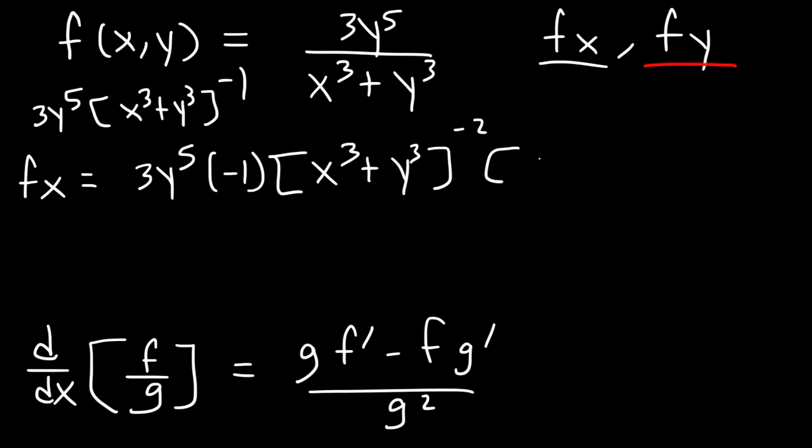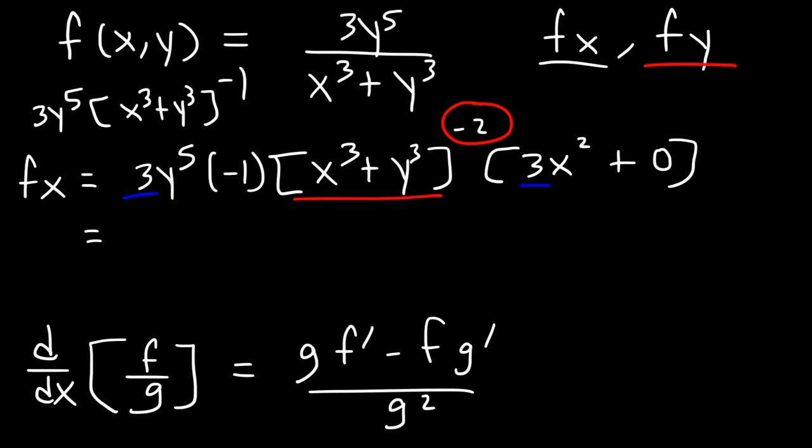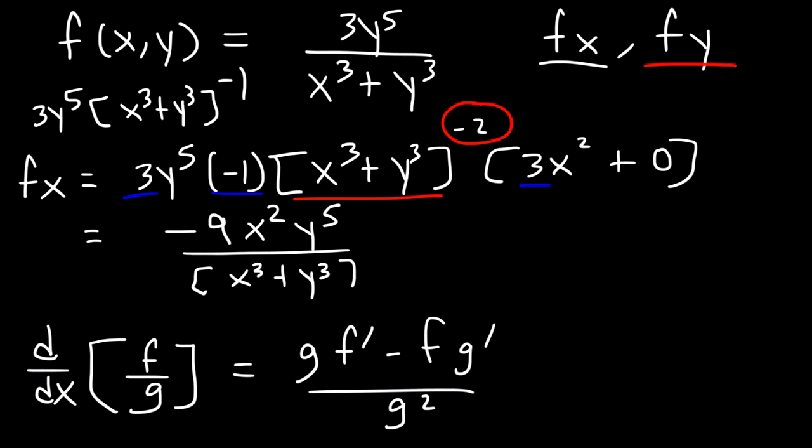The derivative of x cubed is 3x squared. And the derivative of y cubed is 0, because we're going to treat it as a constant. So this is going to go to the bottom, making this exponent positive, and everything else will stay on top. So we got 3 times 3, which is 9, plus a negative sign. So it's negative 9 x squared y to the fifth divided by x cubed plus y cubed squared. So that's the first derivative with respect to x.